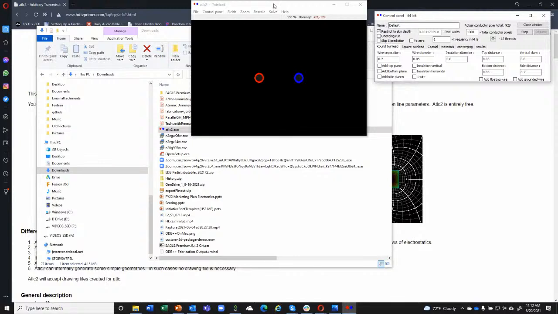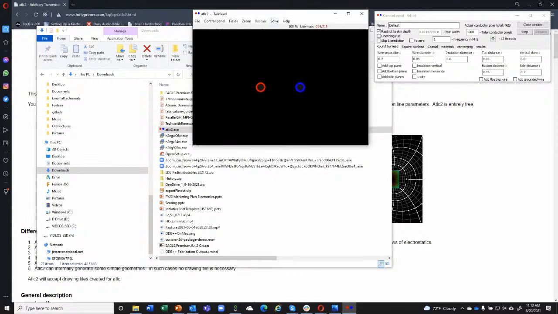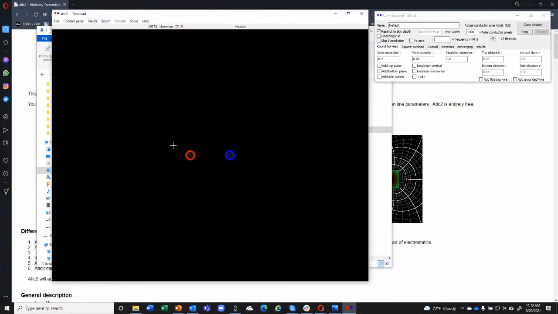It uses a bitmap, right? And in the bitmap, black just means space or vacuum. Red means a copper conductor with normal copper properties. You know, it's got resistivity. I don't think ATLC models surface roughness, so that would be something that hopefully the developers would consider adding. But red means it's at a positive potential of 1 volt. Blue means it's at a negative potential of 1 volt.